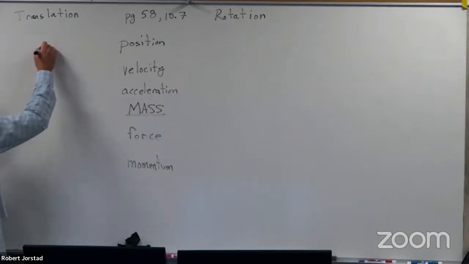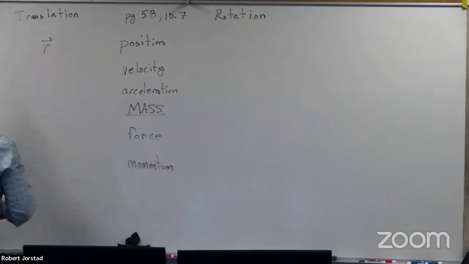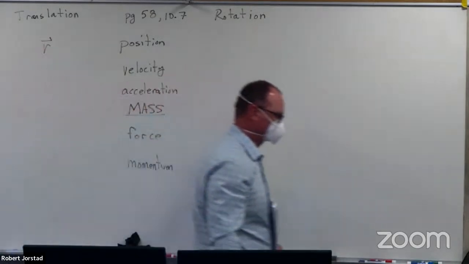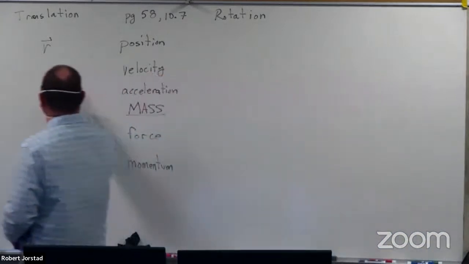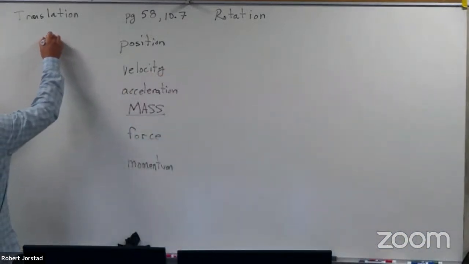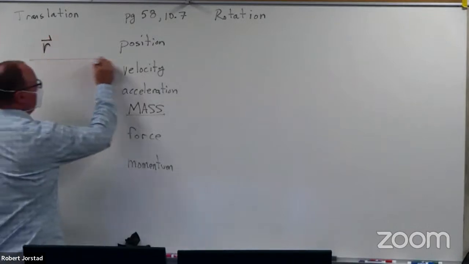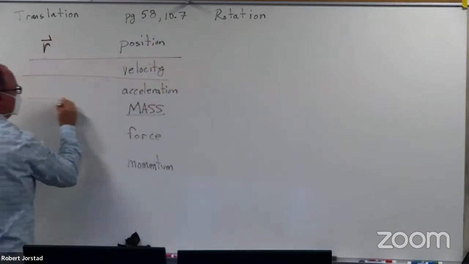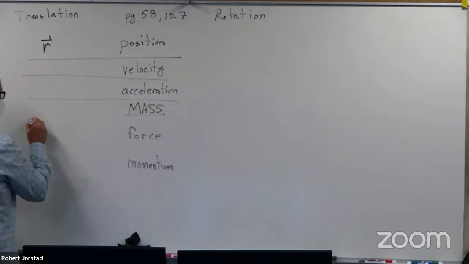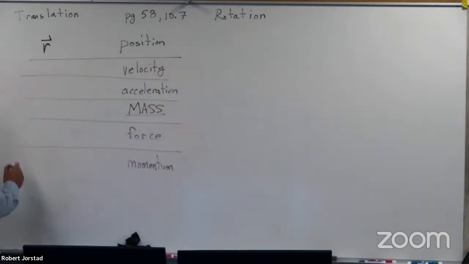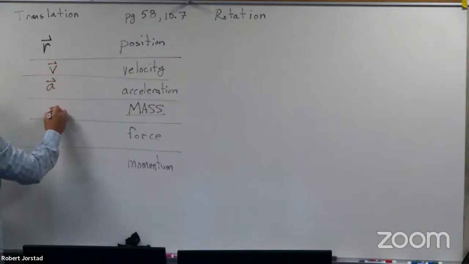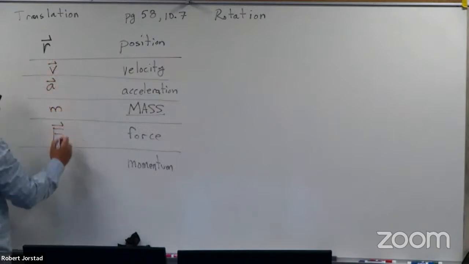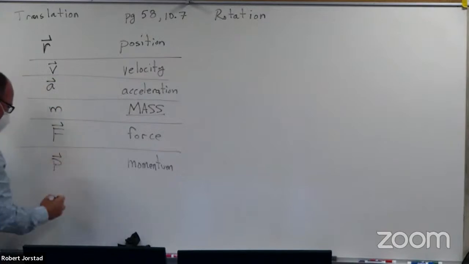So sometimes we use the symbol R vector. We know we use V for velocity, A for acceleration, M for mass, force is a vector, and momentum is P, lowercase.